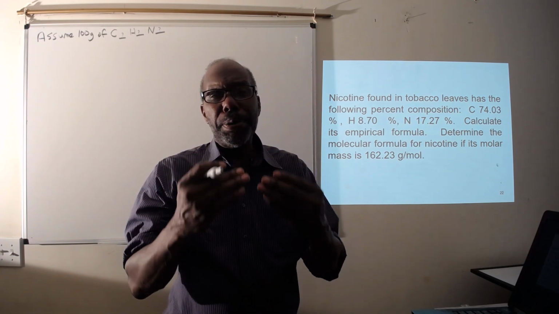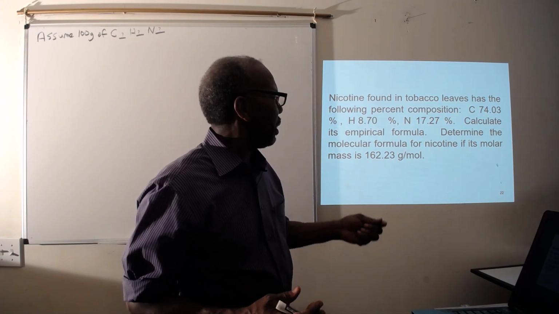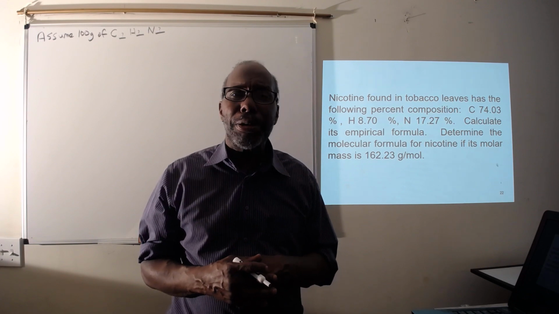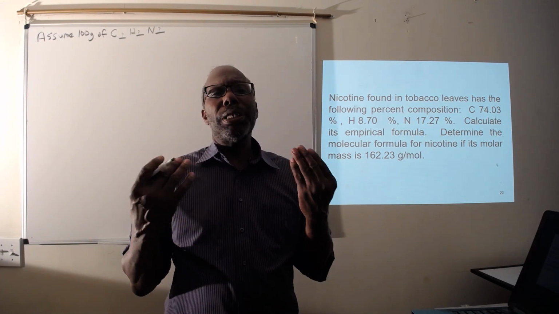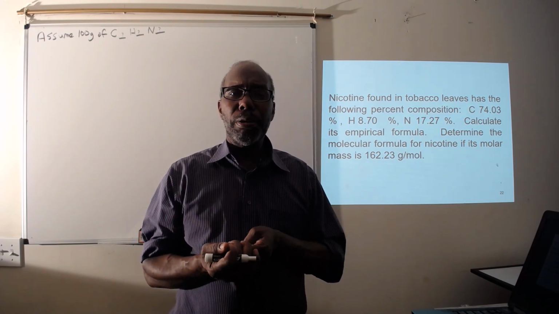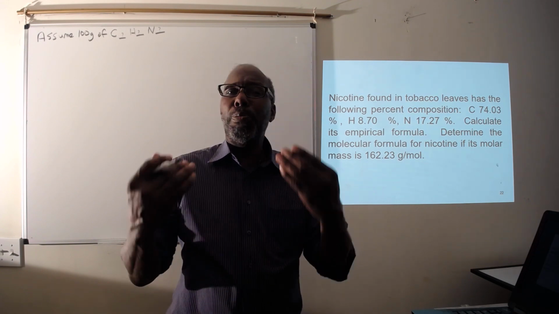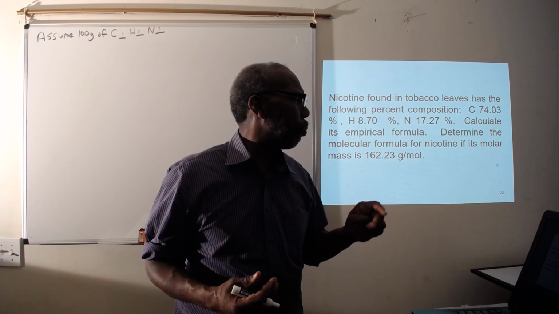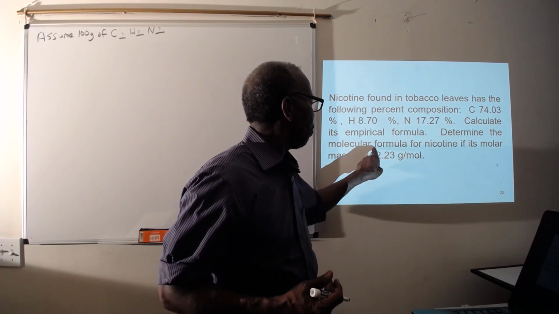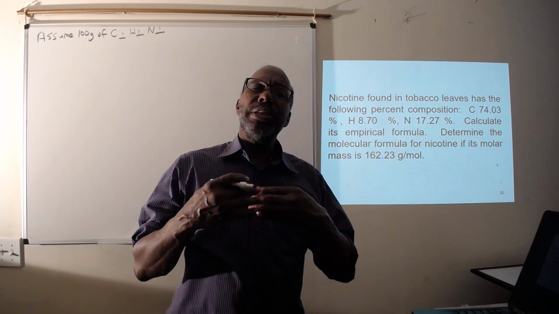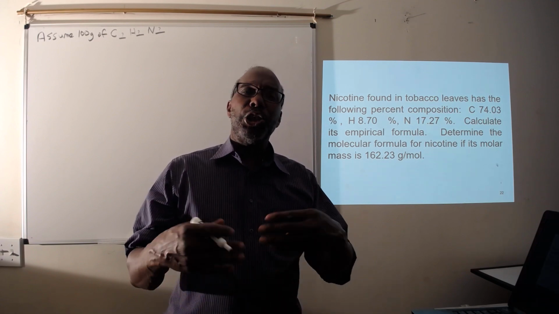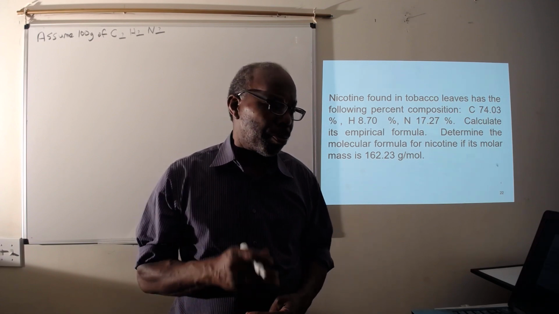Then, given that empirical formula, we can use some additional information. For example, if we know the molar mass of the compound, we can determine the molecular formula, which is probably more important than the empirical formula, because now we know the actual number of atoms in that particular formula unit for that compound.